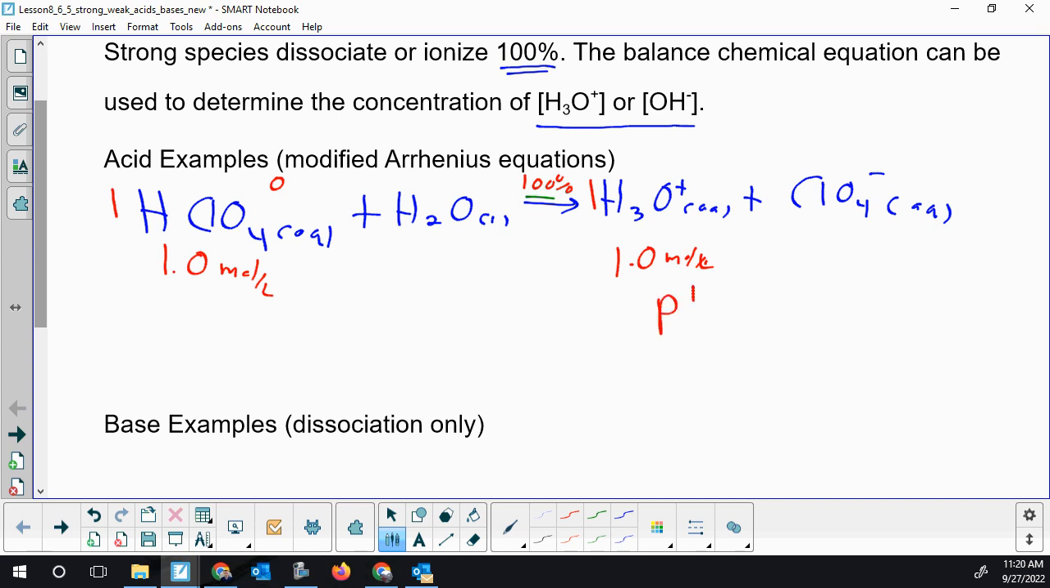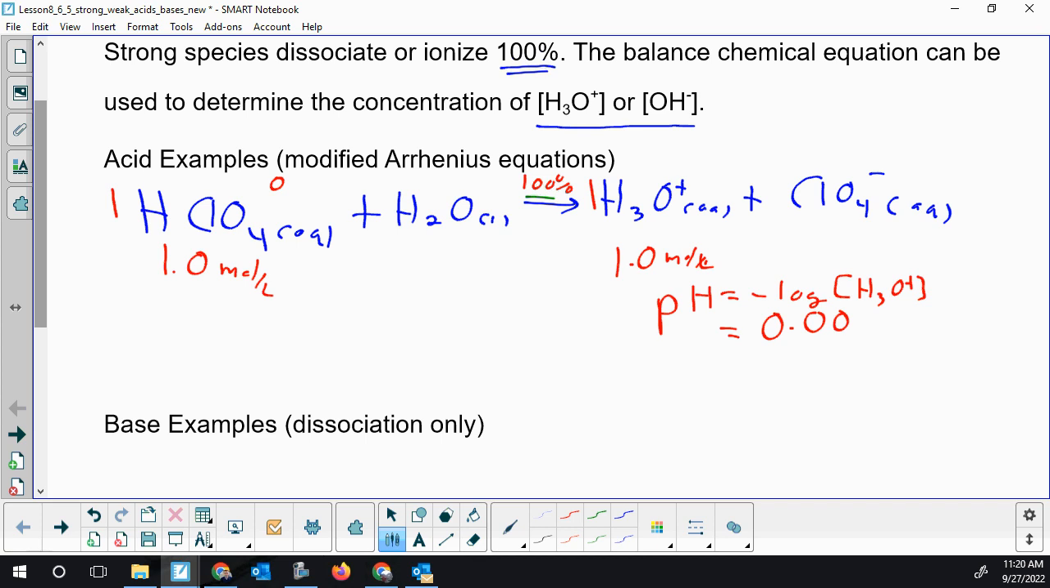Okay? The pH is equal to the negative log of hydronium, okay, which is going to be the same as the original acid before it broke up 100%. You take the negative log of 1, and you get a pH of 0. Any original strong acid above a concentration of 1 will give us a negative pH.